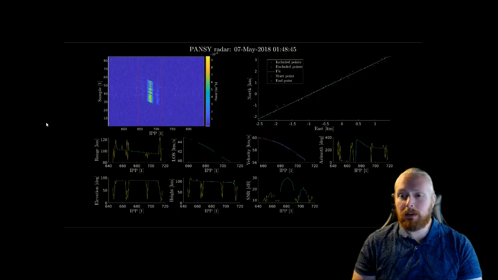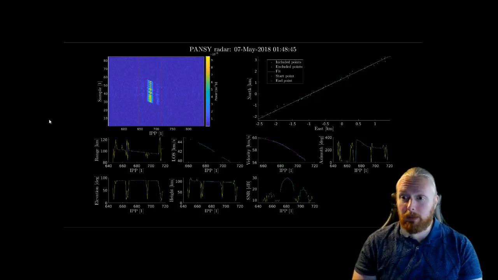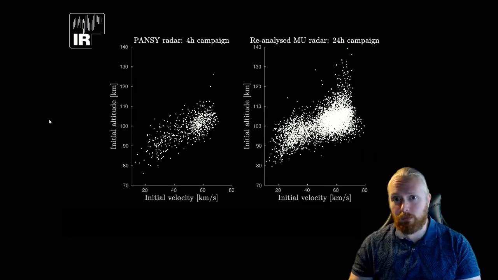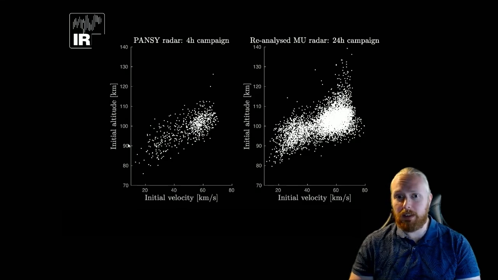There are still a few kinks we need to work out with the galactic background noise calibration, which I will not go into now. But I managed for this presentation to at least analyze one of the 4-hour campaigns that we've done and reanalyze one of the 24-hour campaigns from the new radar. So here is a side-by-side look at the Pansy radar and the Mu radar in an initial velocity, initial altitude diagram.